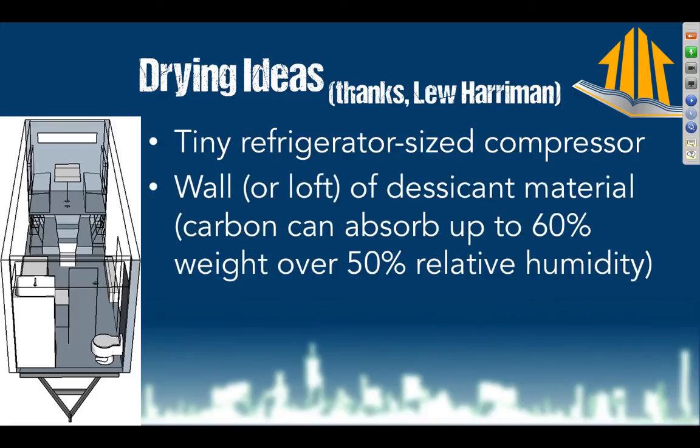We could build a wall, or build into the loft that the dining booth sits on, a block of desiccant material. This is like when you open a package of shoes and see the little silica gel packet in there. In fact, not silica but carbon is what Lou recommended, because carbon has a specific tolerance of up to 50% relative humidity. After 50% relative humidity, it starts absorbing water like crazy out of the air. That's important because 50% is the high side of what I want my living space to be. It can absorb up to 60% of its body weight.